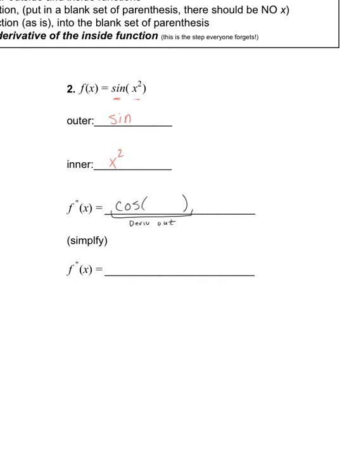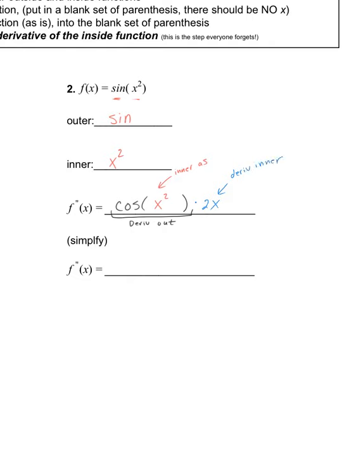The second step of the chain rule, we plug in the inner function as is, right inside that blank set of parentheses. So that is my second step. So that is my inner as is. And the final step, we multiply everything by the derivative of the inner. To take the derivative of x squared, we use the power rule, and that is 2x. So this right here is the derivative of the inner. So we have all 3 steps.